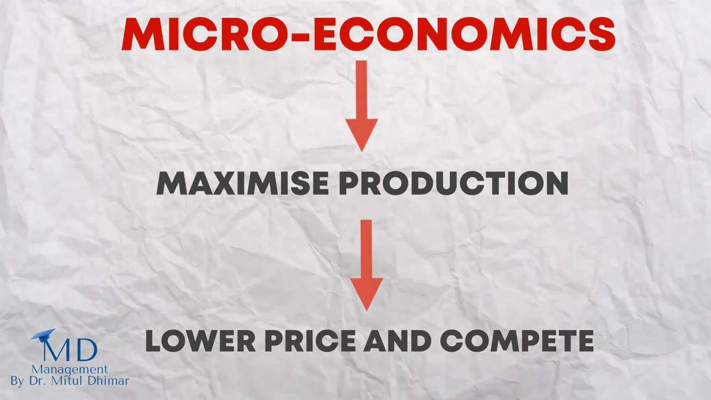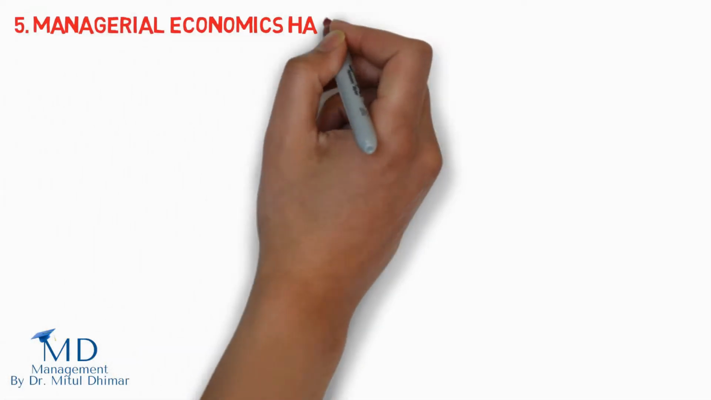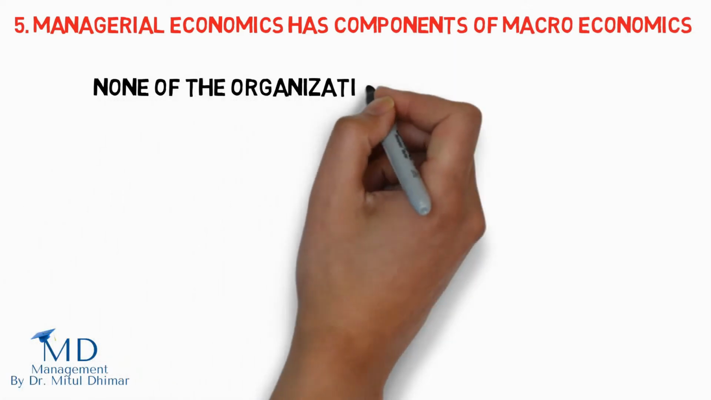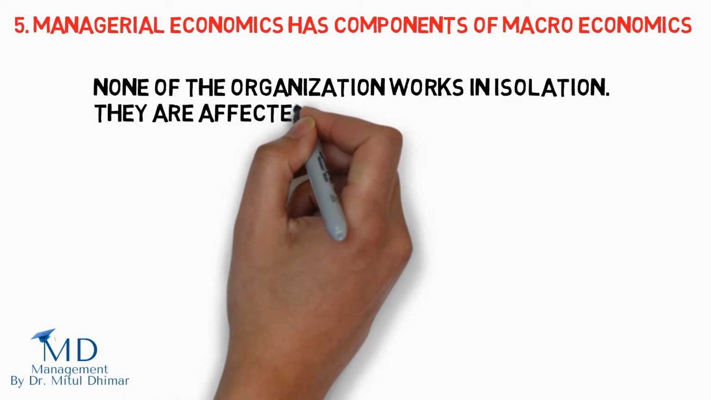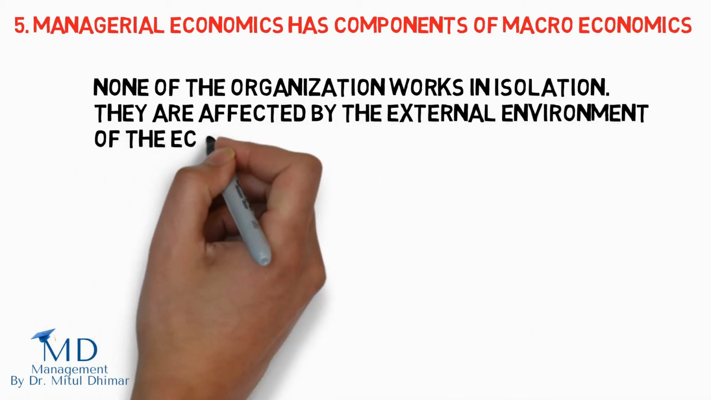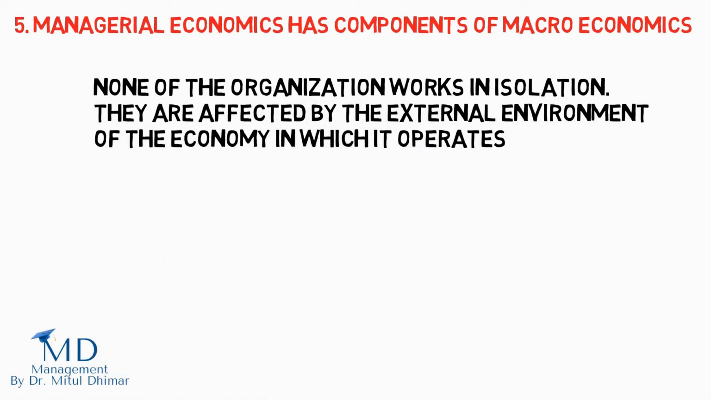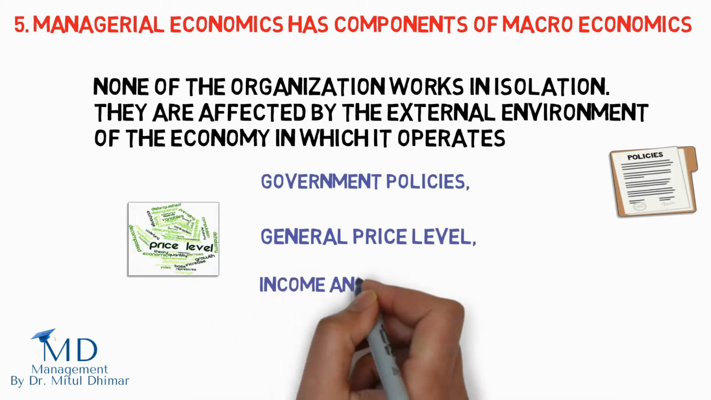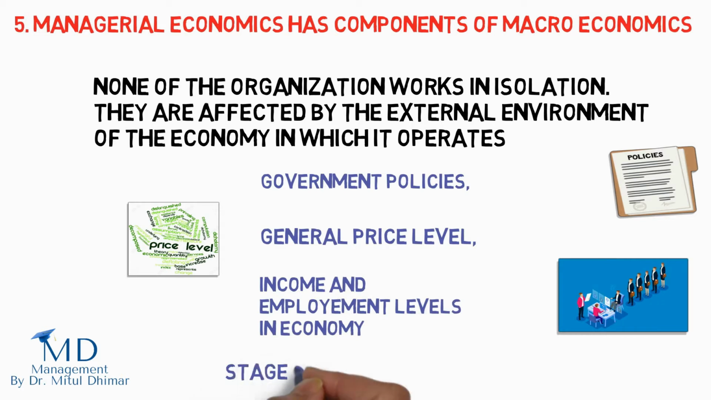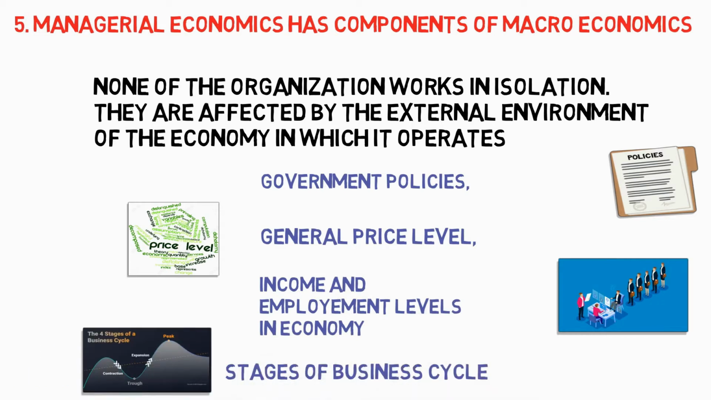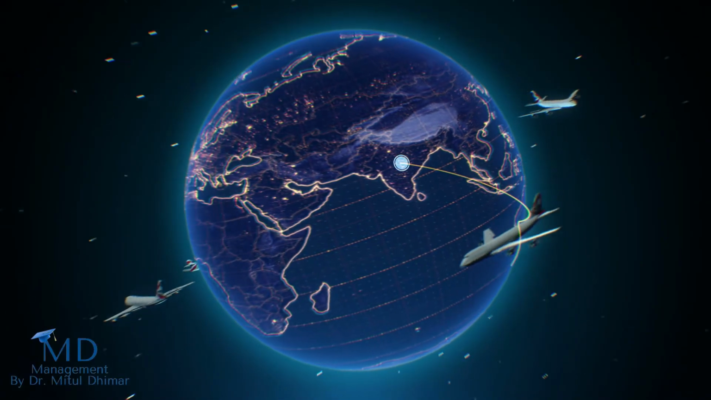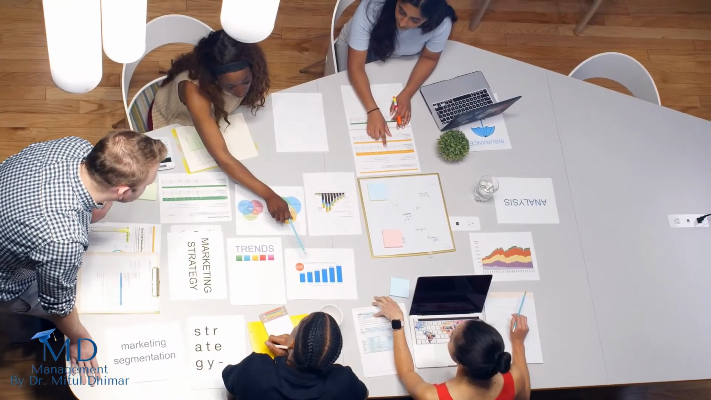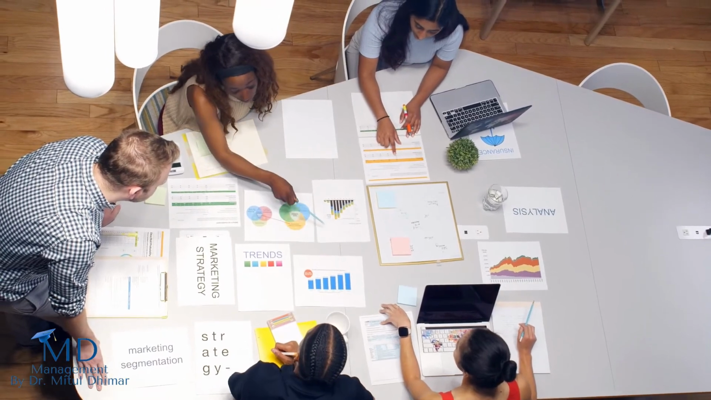better compete. Managerial economics has components of macroeconomics. No organization works in isolation. They are affected by the external environment of the economy in which it operates, such as government policies, general price level, income and employment levels in the economy, stage of business cycle, etc. For example, the airline industry uses price discrimination and dynamic pricing techniques while setting prices for tickets.